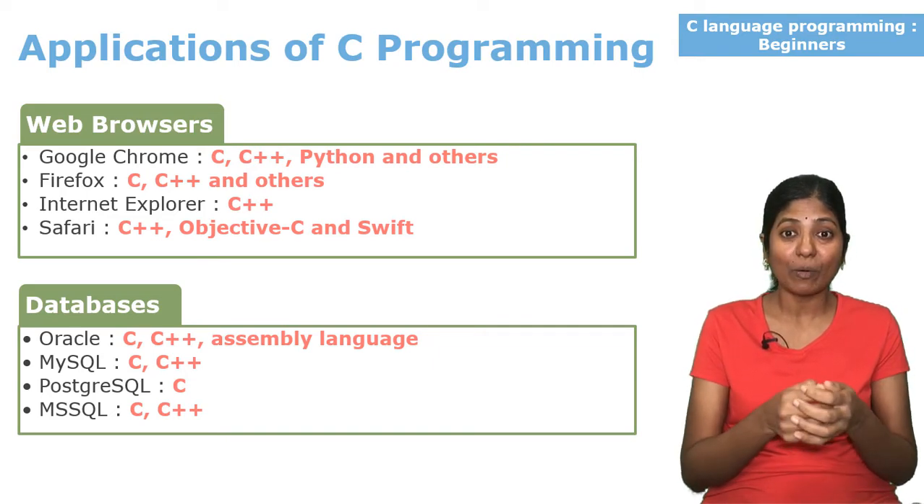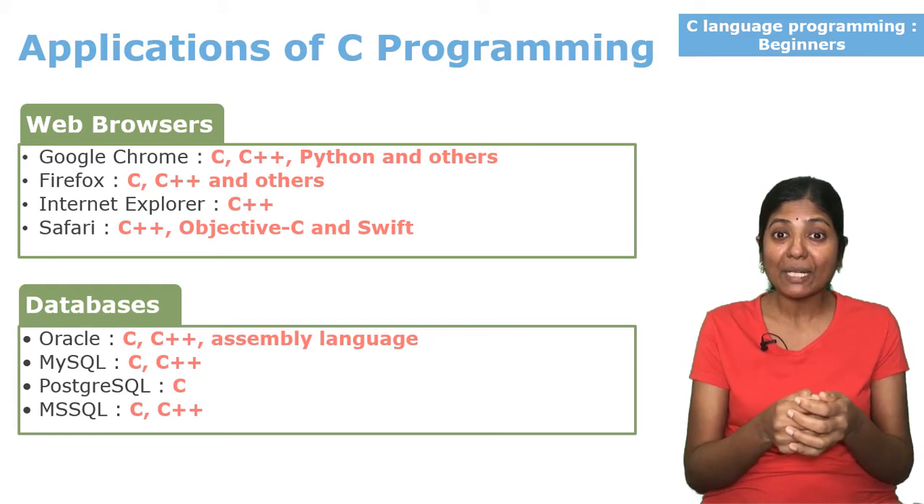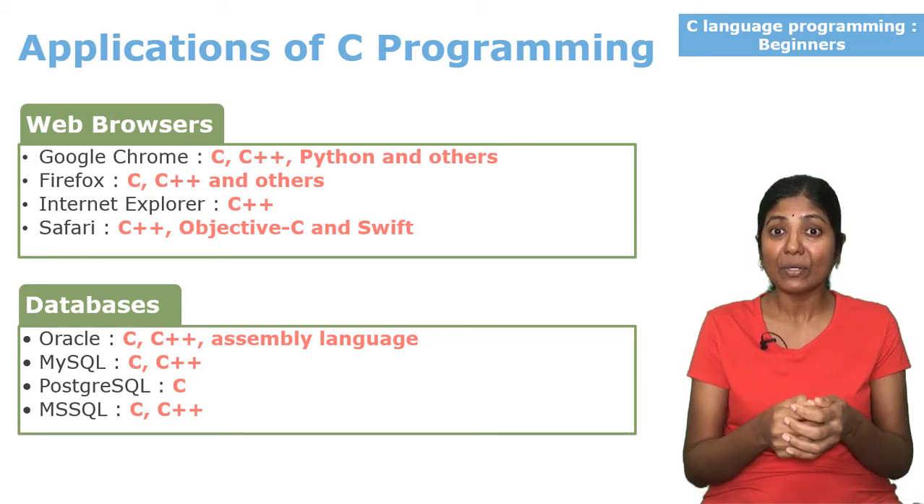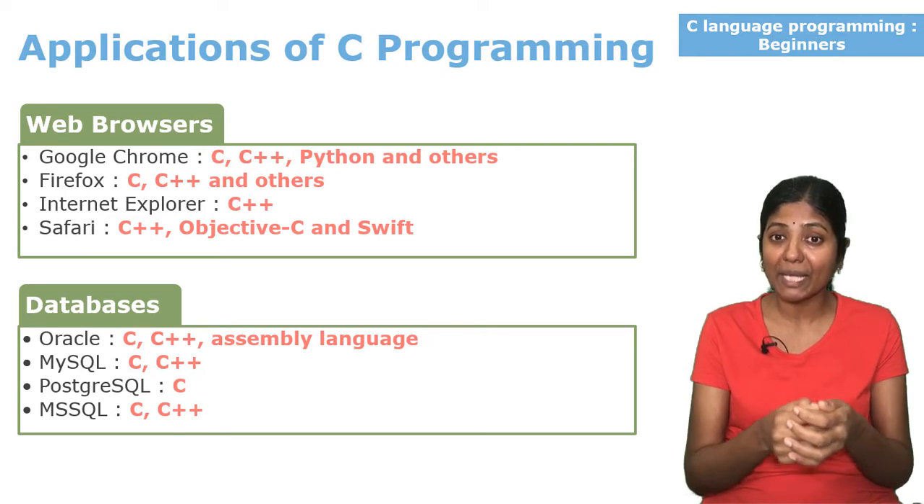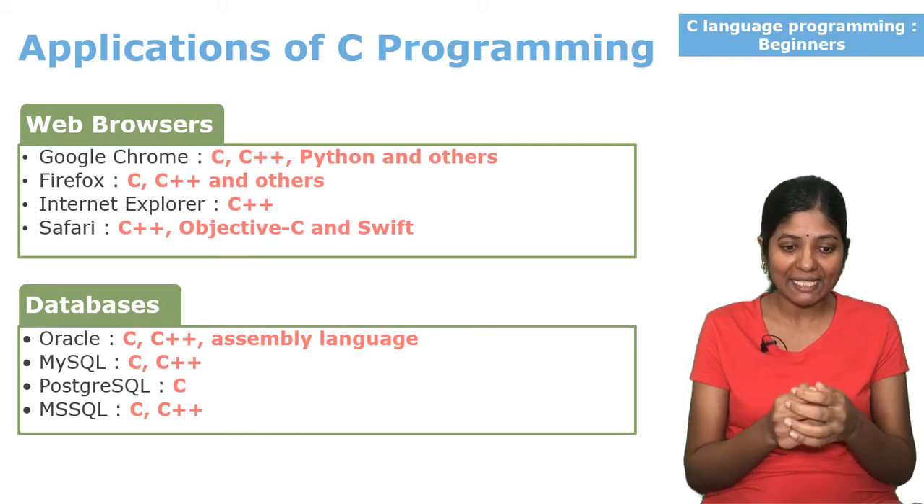Let's say we open the Amazon app and we order some items. The list of items we ordered will also be stored in the database. We can also store health information, like when we want to store a patient's information securely. We can also make use of the database. So, databases can also be implemented using C programming.